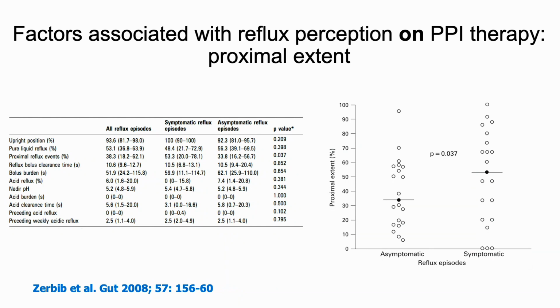Now, as impedance pH monitoring can also study reflux on PPI therapy, several groups looked at reflux perception on PPI therapy. Frank also published in 2008 an analysis of the factors that make reflux episodes symptomatic on PPI therapy. And here, among all the categories that he looked at, he found that only the proximal extent of reflux episodes was different in symptomatic and asymptomatic reflux episodes. For the other characteristics, such as nadir pH, bolus clearance, bolus burden, and so on, there were no differences in his group.